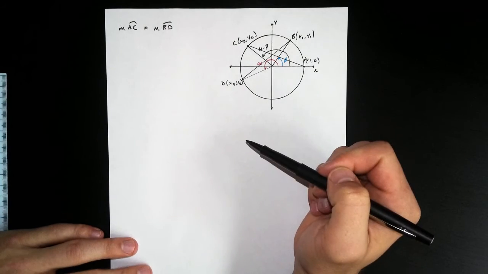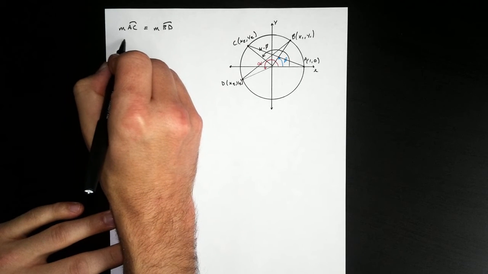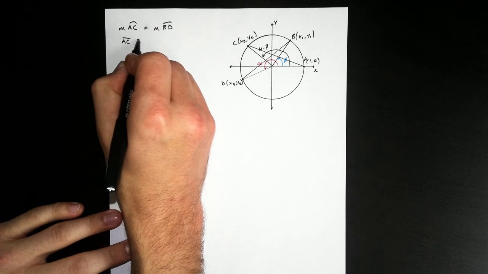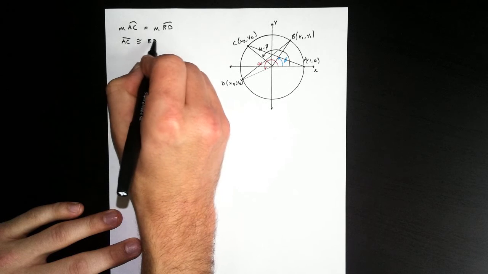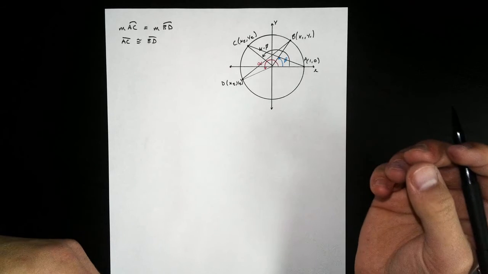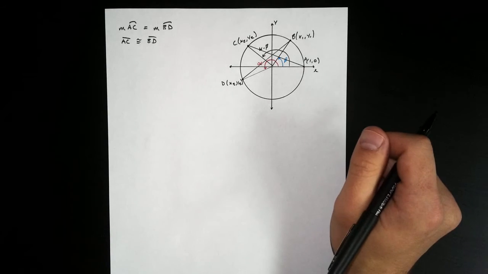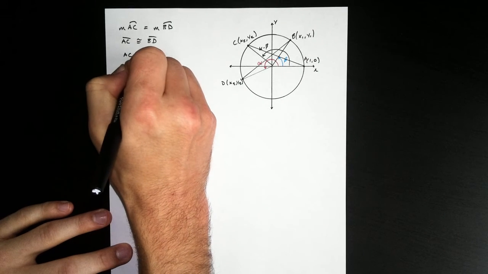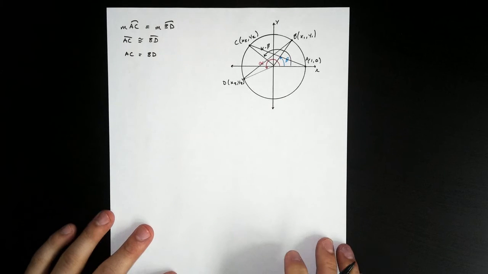Just doing a little bit of subtraction. That also means that the segment, the chord AC, has to be congruent to the chord BD. There's a property in geometry that says chords that intercept arcs of the same measure have the same length. So we can say that they're congruent, and that also means that their lengths are the same. So I could write that with equality as well.